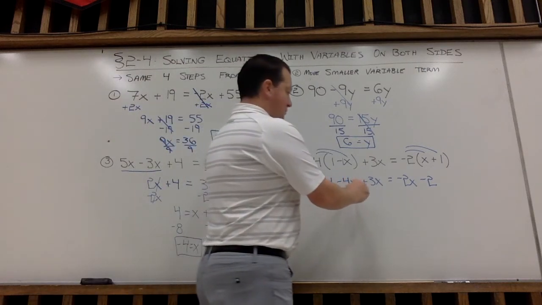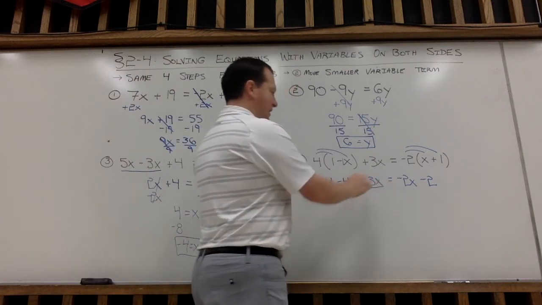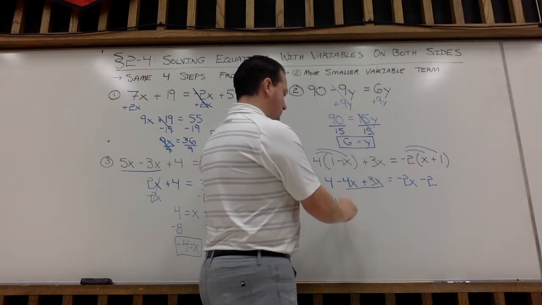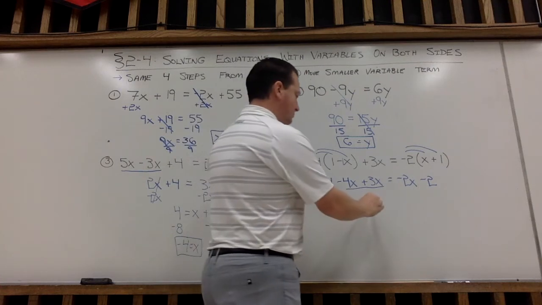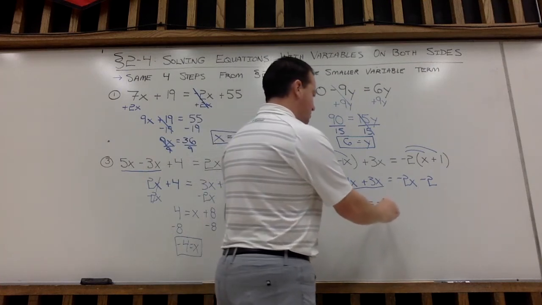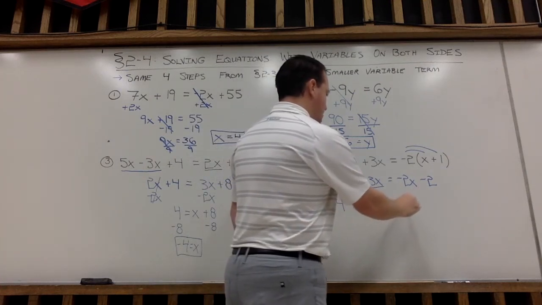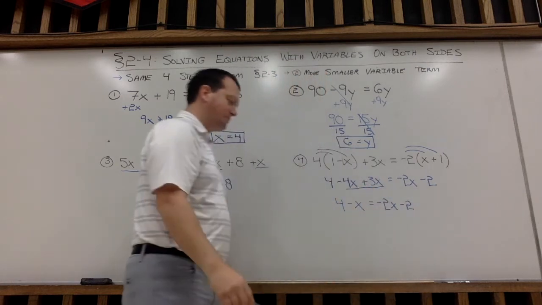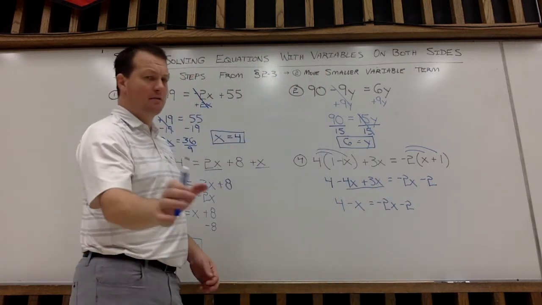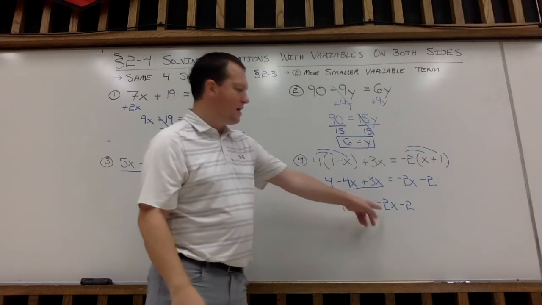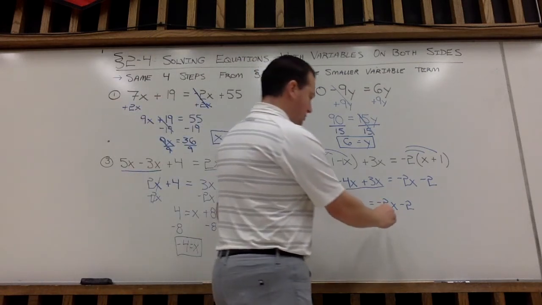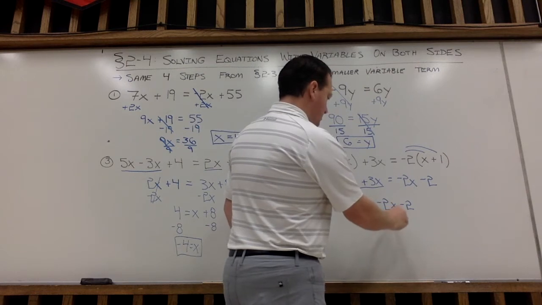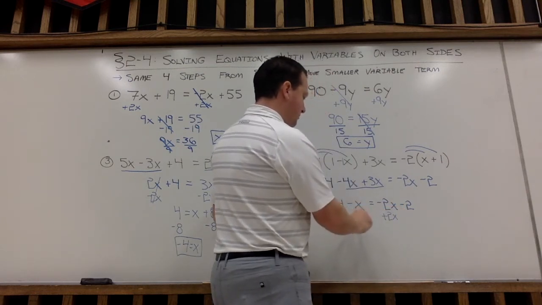Left side I can put together negative 4 and 3, negative 1x will equal negative 2x minus 2. I'm going to move the smaller x, careful, negative 1 or negative 2. Remember, we're looking for the colder, so negative 2 is colder than negative 1.